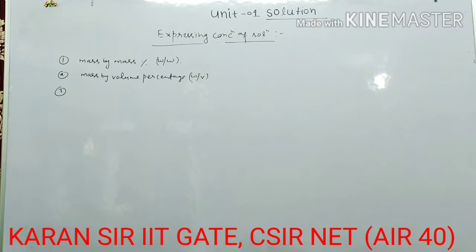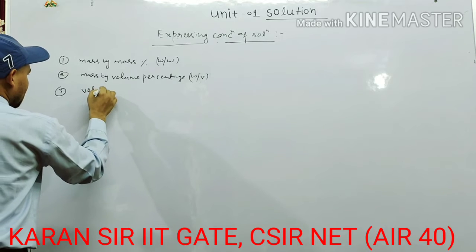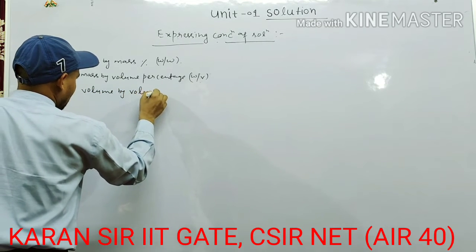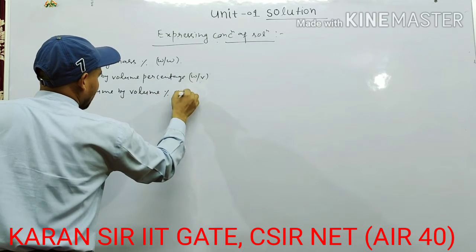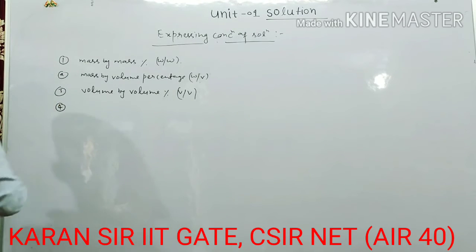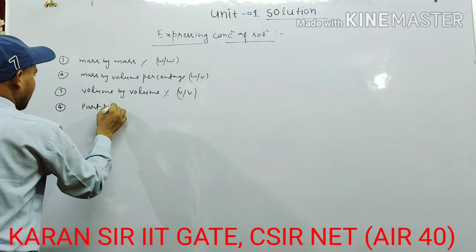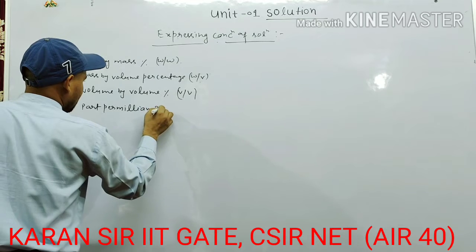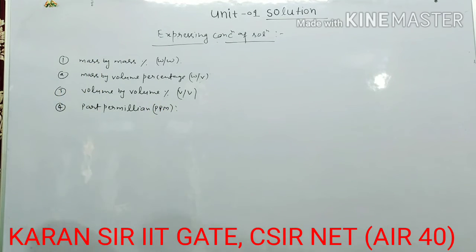Next, volume by volume percentage, V by V. And next, parts per million, that is in short known as ppm.